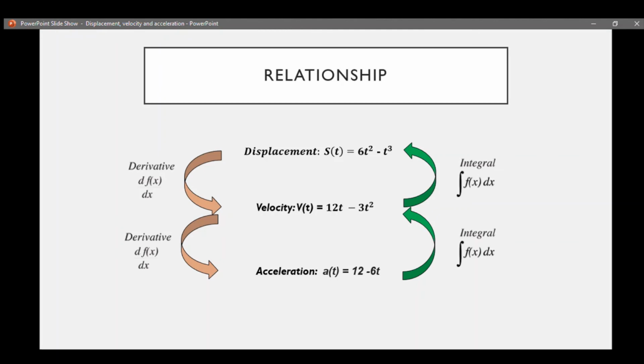And finally, the relationship between displacement, velocity, and acceleration is quite simple and easy to understand. For instance, the derivative of displacement would be velocity, and the derivative of velocity would be acceleration. And this process can also be inversed, which means that the integral of acceleration would be velocity, and the integral of velocity would be displacement.